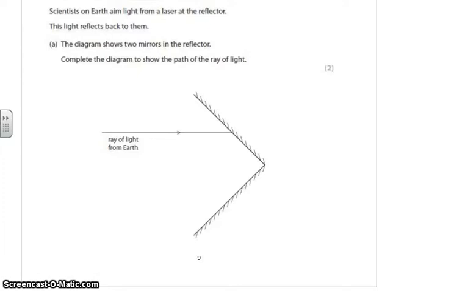Question 5. This is about a reflector that was left on the moon, and we've got to complete this diagram. Now you can see the ray of light coming in here, and we know that the law of reflection is that the angle of incidence is equal to the angle of reflection. We have to measure the angle of incidence and the angle of reflection from the normal line. The normal is perpendicular to the surface, so that angle there is the angle of incidence, and hopefully you can see that that's going to be 45 degrees in this case.